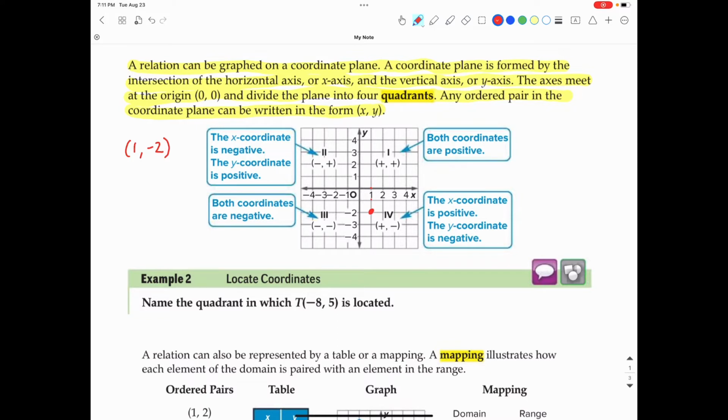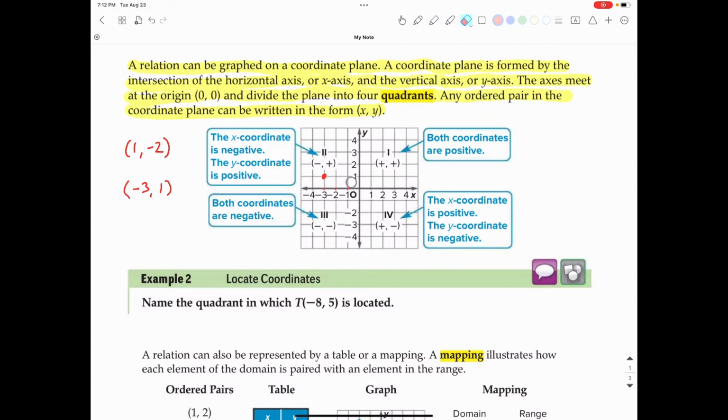Or if we wanted to graph the ordered pair -3, 1, the first number, -3, since it's the x value, means we go to the left 3, and the 1, since it's a positive 1, means we would go up 1. So we would just go left 3, counting 1, 2, 3, and then up 1, and you would place a point there, and that's the point -3, 1.